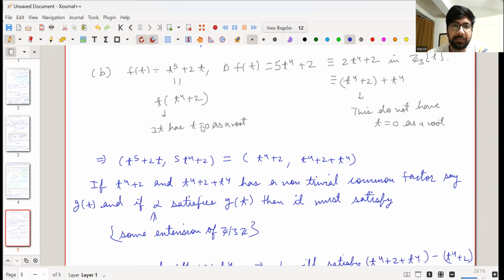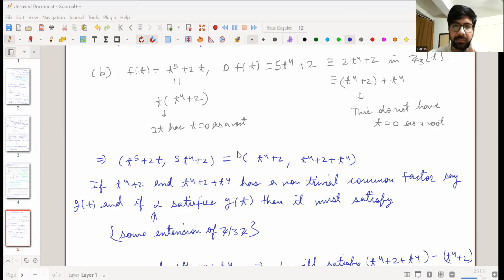So their GCD is the same as the GCD with T. T = 0 is a root of T^5 + 2T, but this polynomial does not have T = 0 as a root. You can directly put T = 0 and you won't get 0 here. So while taking the GCD, I can remove T from T^5 + 2T. That's why I put T^4 + 2 here, and 5T^4 + 2 I can replace by T^4 + 2 + T^4. So they have the same GCDs, this pair and this pair.